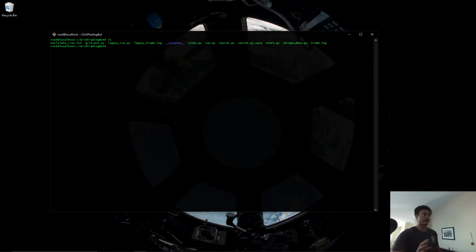Originally, what I was trying to do was run the bot indefinitely inside of our Linode server. So I would just run python3 gridbot.py, and this would run the bot until it timed out.